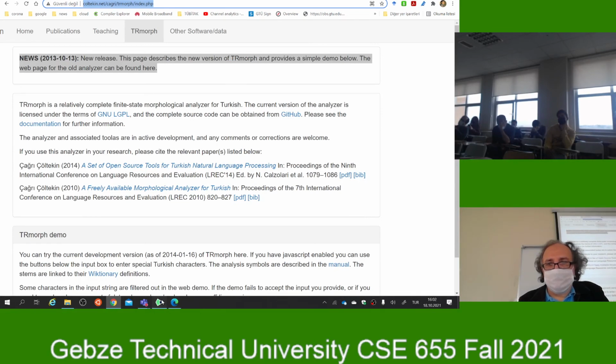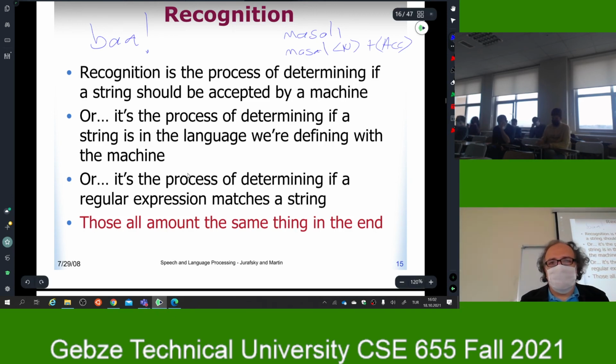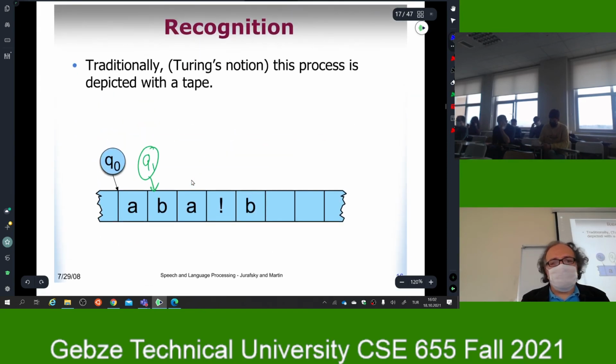So, go back to the slides. When you do the recognition, it is not enough sometimes to say that masalı is a Turkish word, right? I need to know its structure, morphological analysis. So, recognition by itself is not enough. We need to do the analysis too, and that's called morphological analysis. Okay. So recognition with a tape.